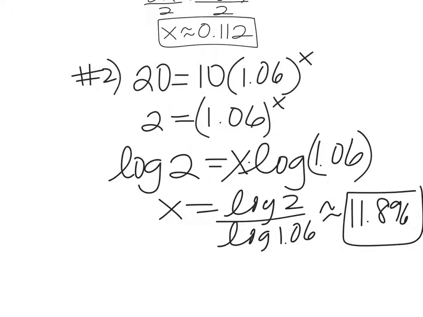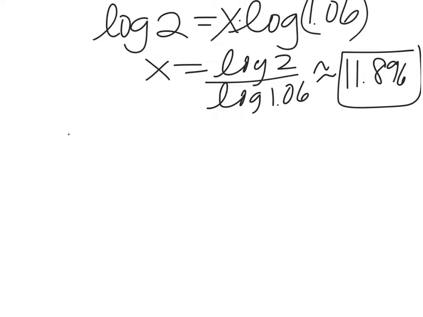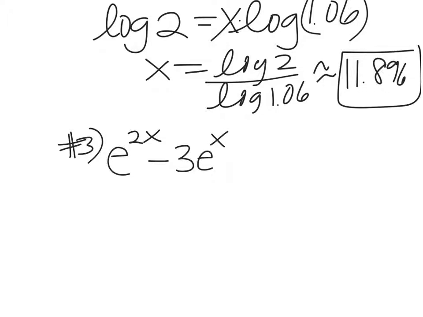All right, now we're going to do one you haven't done before. So you've done all these. You're probably bored to death right now. So you want a challenge? Here it comes, number 3. e to the 2x minus 3e to the x plus 2 equals 0.